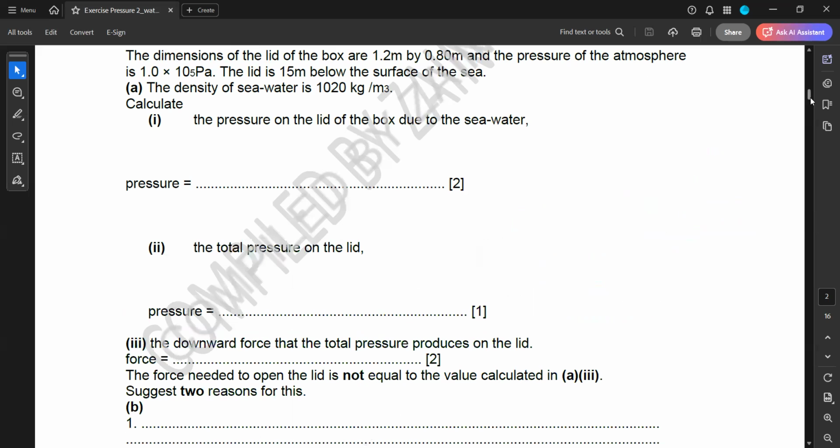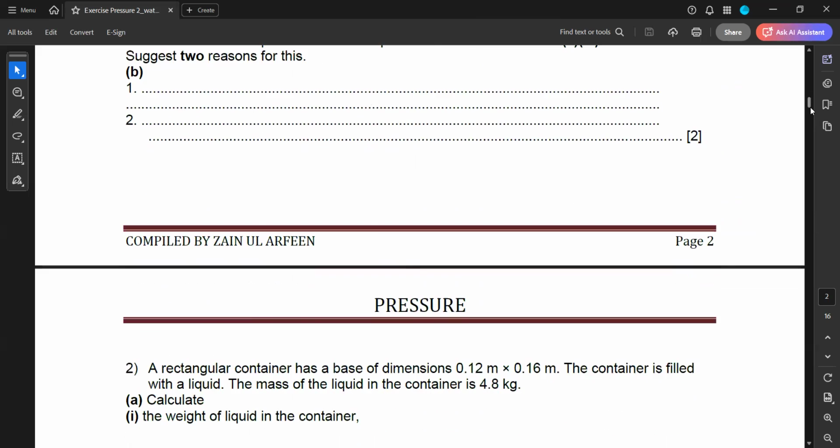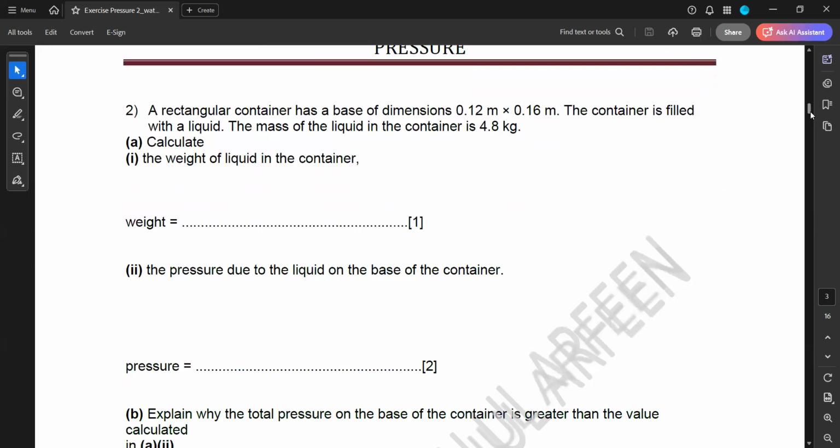Anyone else having a doubt? Question 1, any of the parts A, B? Question 2, any doubt? Question 2, part A, 1 and 2.